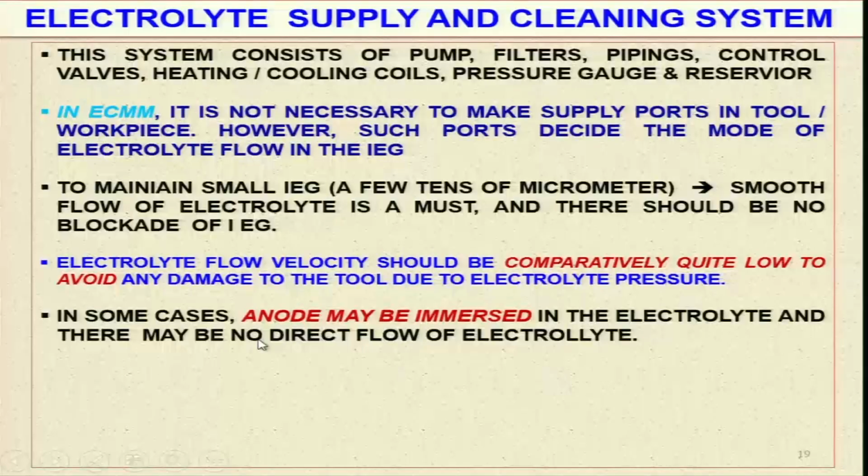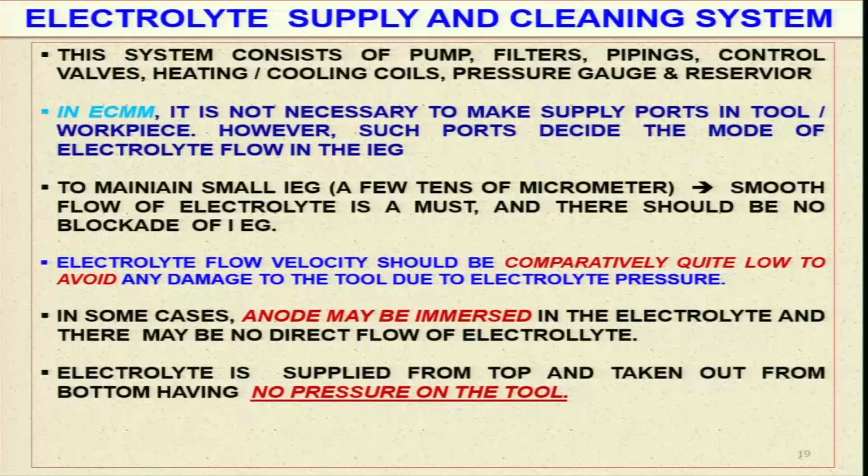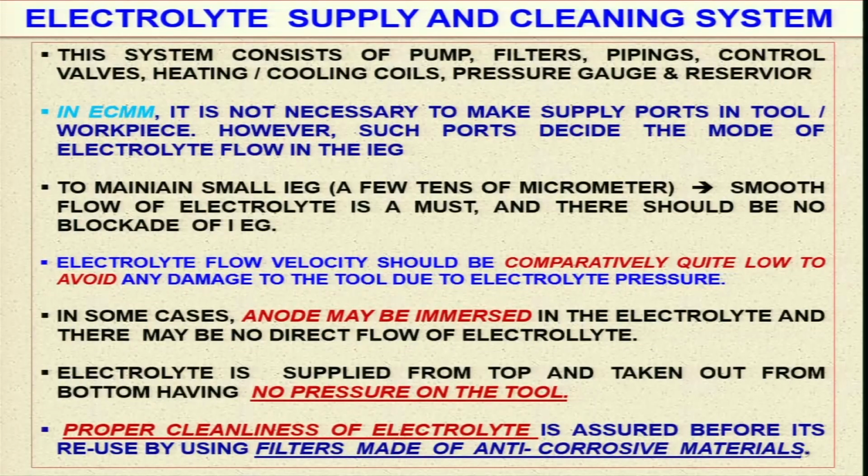In some cases, the anode may be immersed in the electrolyte and there may be no direct flow of electrolyte, as I just mentioned, because of the damage or the bending of the tool electrode. Electrolyte is supplied from top and taken out from bottom, having practically no pressure on the tool to avoid any damage to the tool during the process.